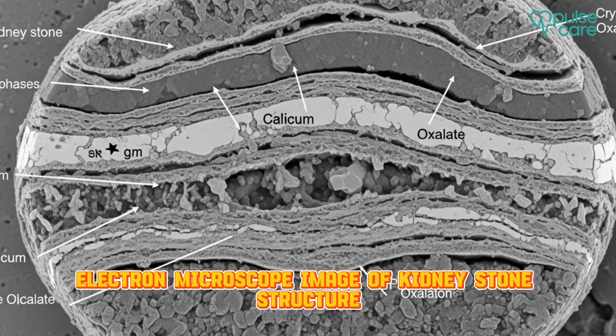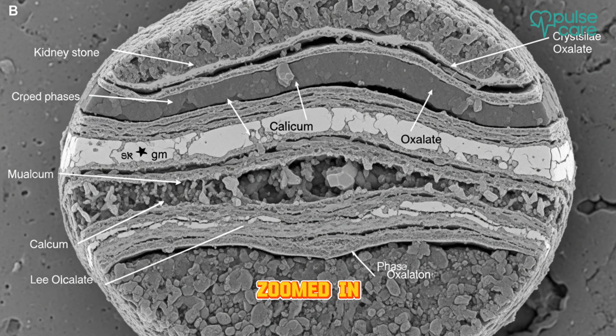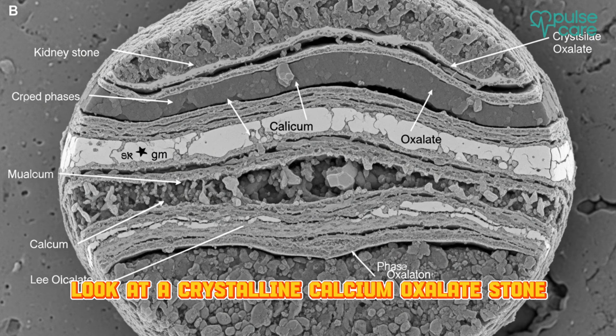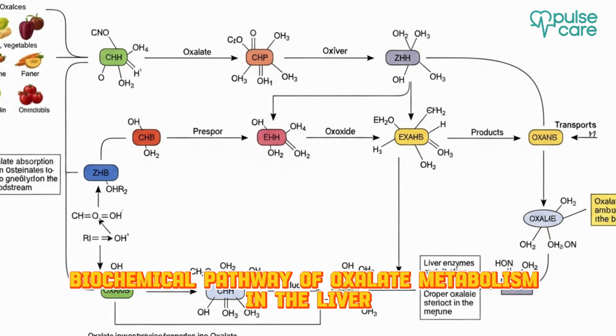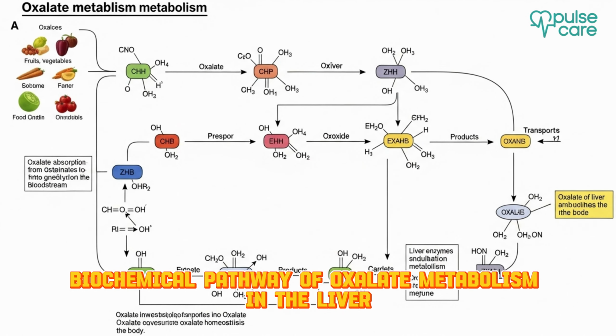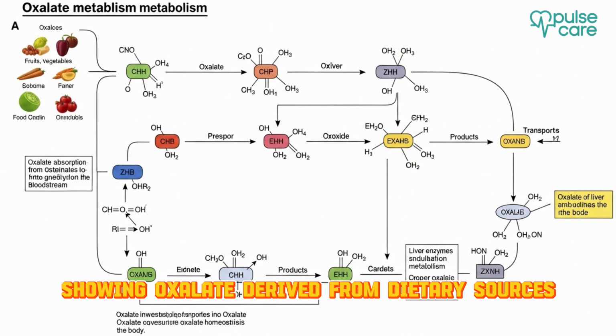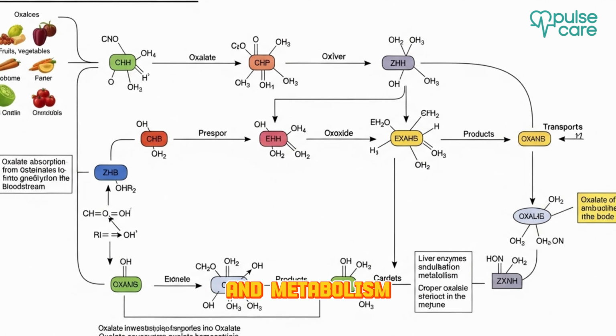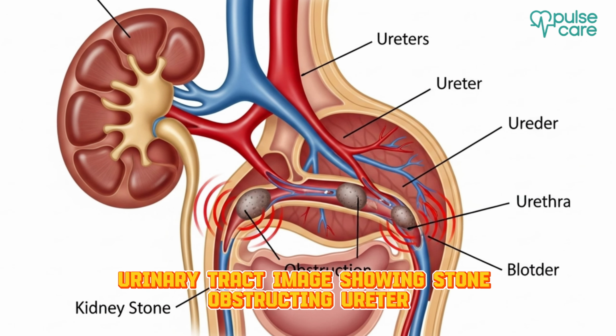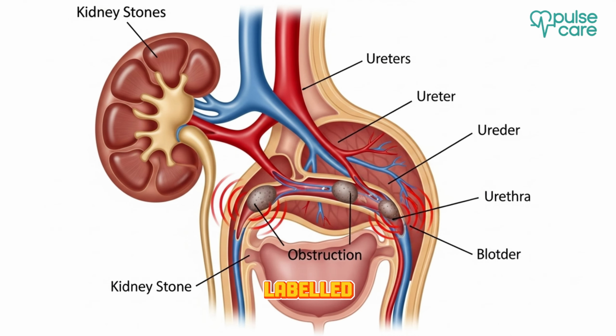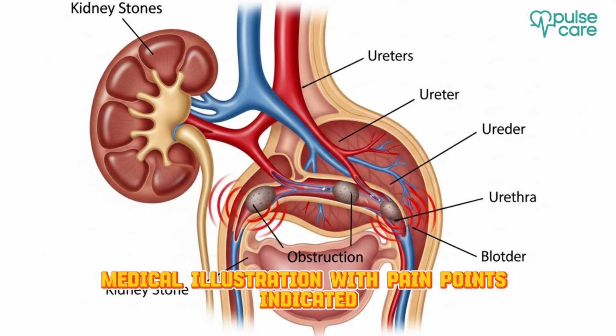Electron microscope image of kidney stone structure. Zoomed in look at a crystalline calcium oxalate stone with labeled layers. Biochemical pathway of oxalate metabolism in the liver. Scientific flow chart showing oxalate derived from dietary sources and metabolism. Urinary tract image showing stone obstructing ureter. Labeled medical illustration with pain points indicated.